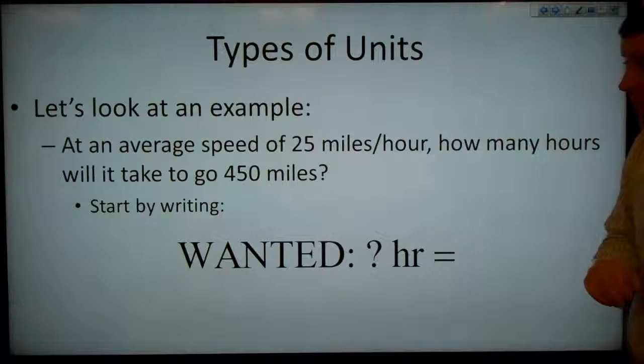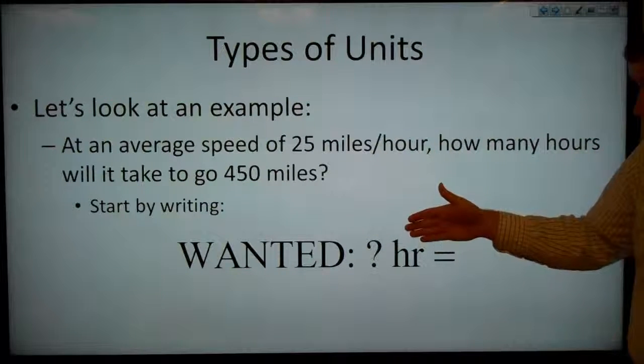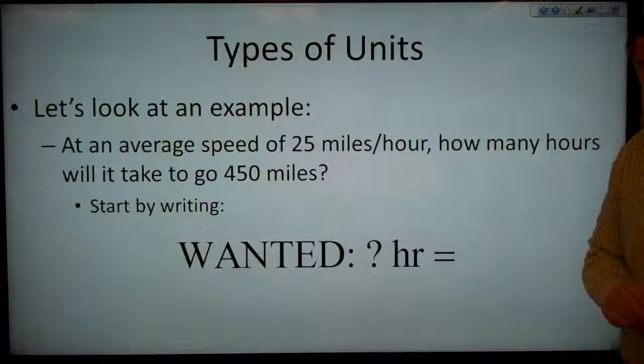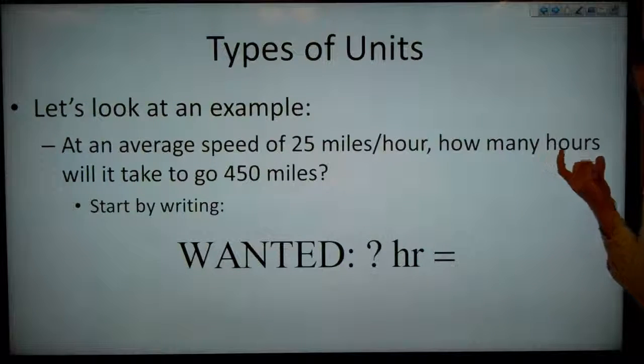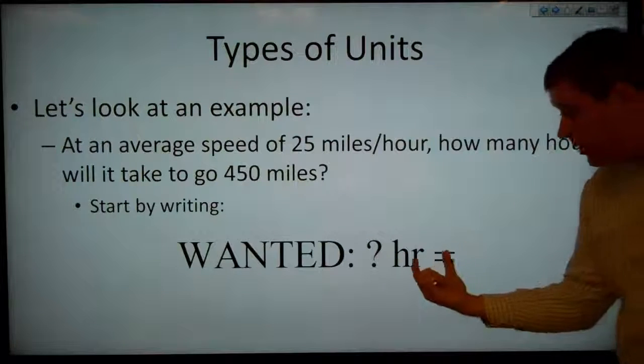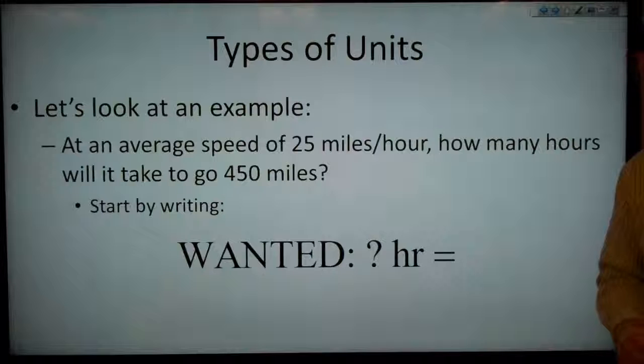So let's look at an example. At an average speed of 25 miles per hour, how many hours will it take to go 450 miles? We want to start out by writing wanted, colon, question mark, and then the unit that we want. The unit that we want is how many hours. So hours is the unit, so we're going to write HR for hour. And then an equal sign.